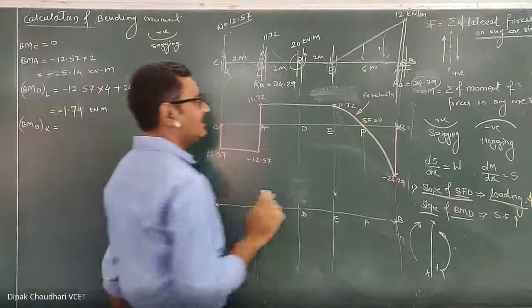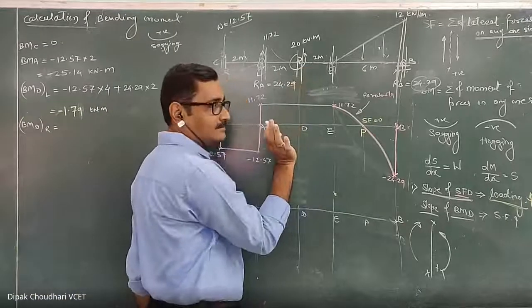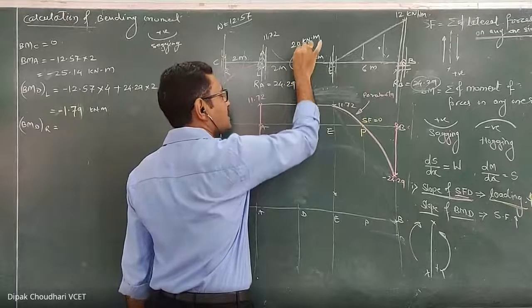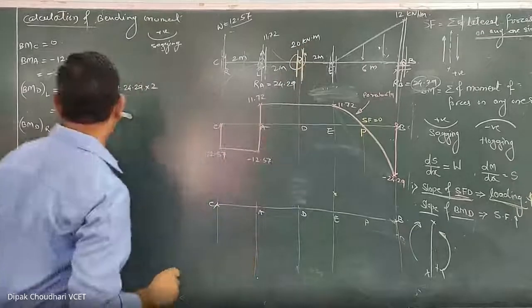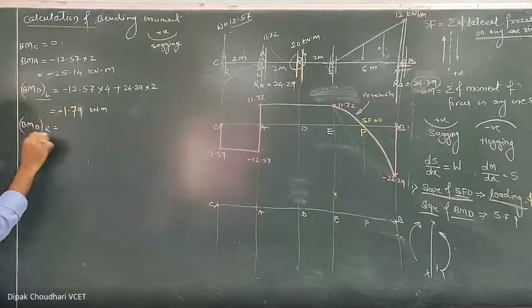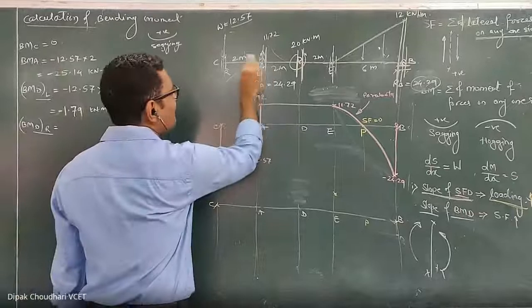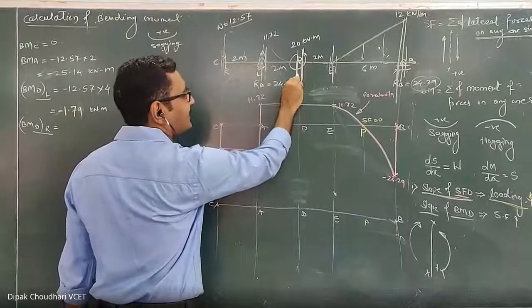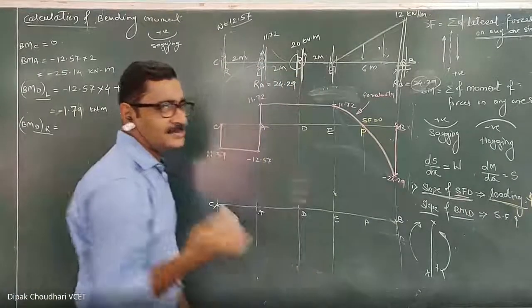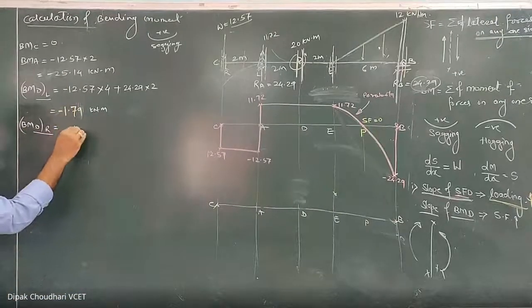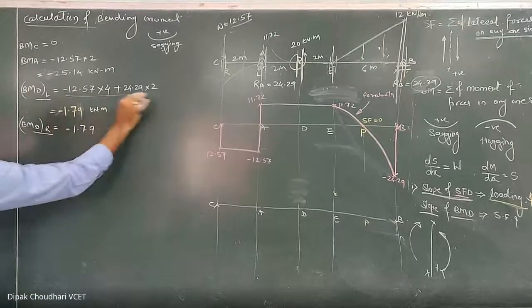But here, listen to me. Only for moment you can do this. For forces you can't do this. These two sections, the one on the left of D and the one on the right of D, are very close to each other. This means the summation of the moment of these two forces at this section and at this section remains the same. So I can directly take this value as it is, instead of taking the moment of these two forces once again.